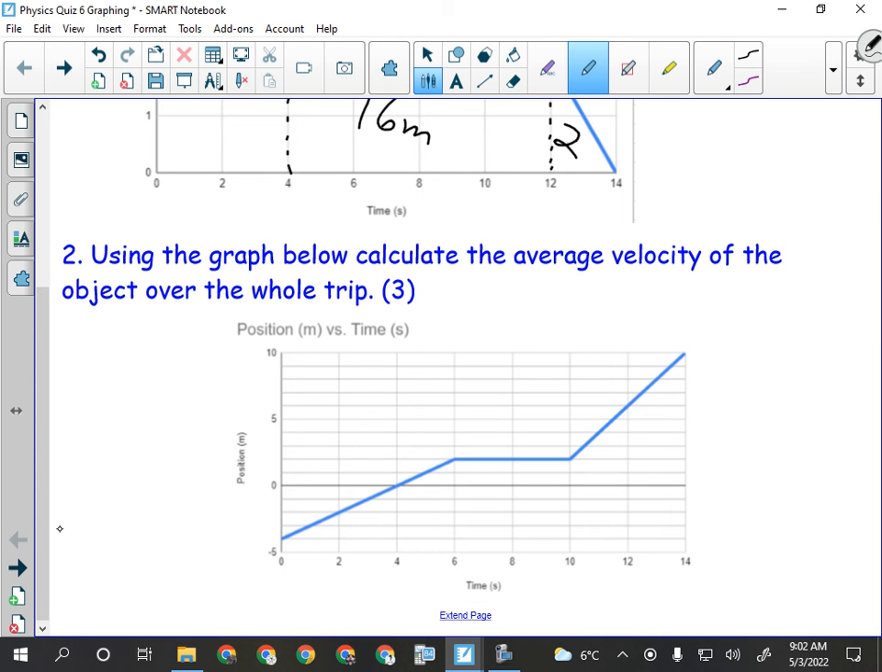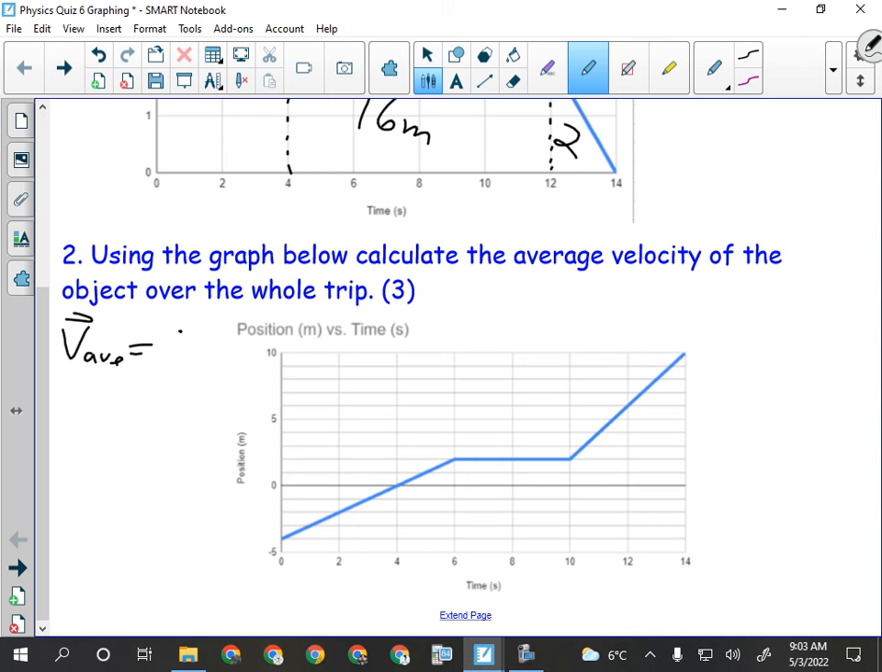All right, so this one is a position versus time graph. We learned about those last week, as well as what we did our lab on yesterday. This one is also irregular, meaning I can't use y equals mx plus b here because I don't have one linear fit. So I want to find the average velocity of the object over the whole trip.